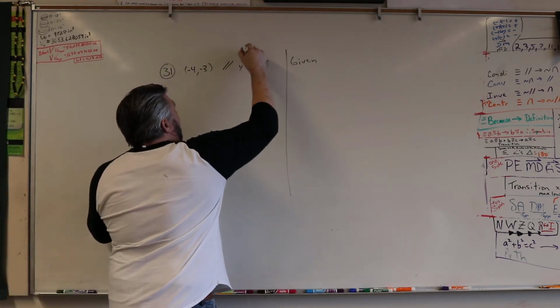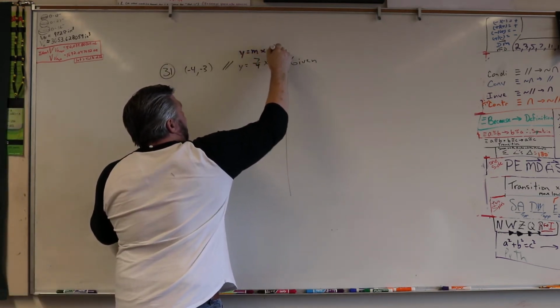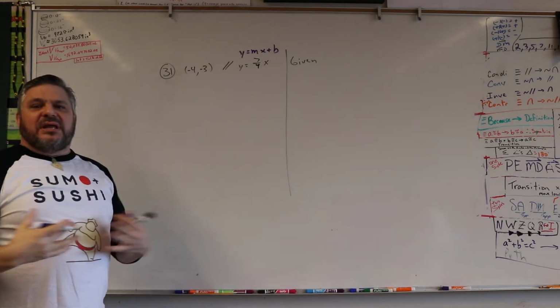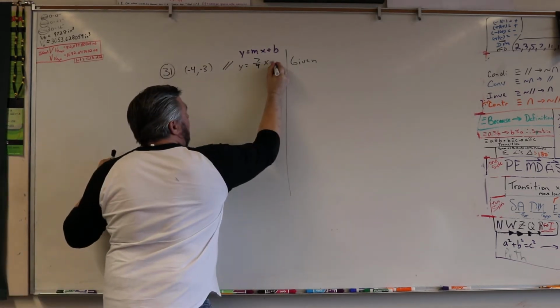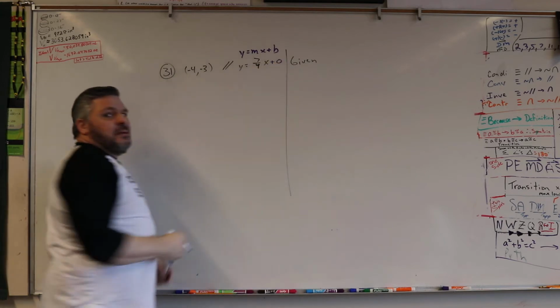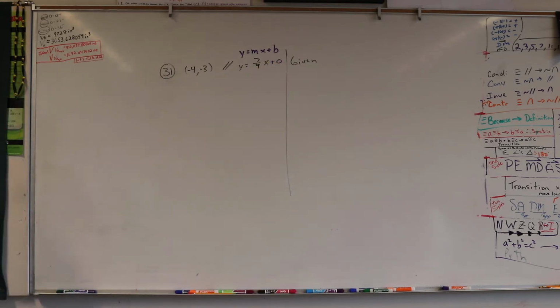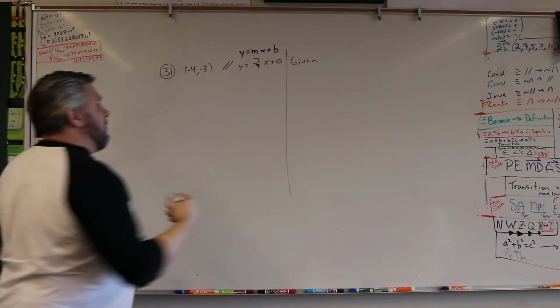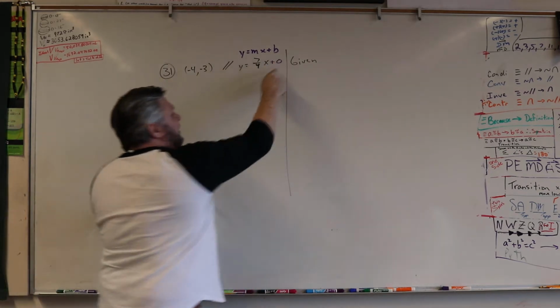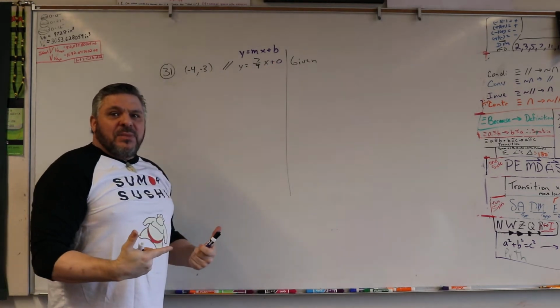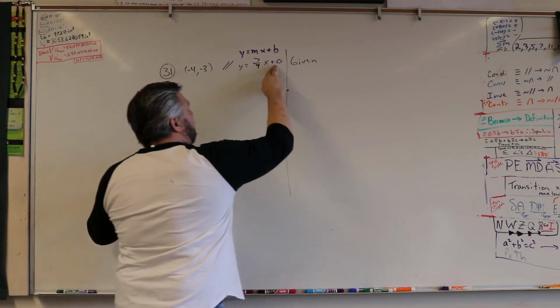So remember, it's y equals mx plus b, right? And I don't see a b, so what is the b? 0, right? If there's not one there, then we can make it look like this by adding 0. Does that make sense? So really, it's just going through the origin.